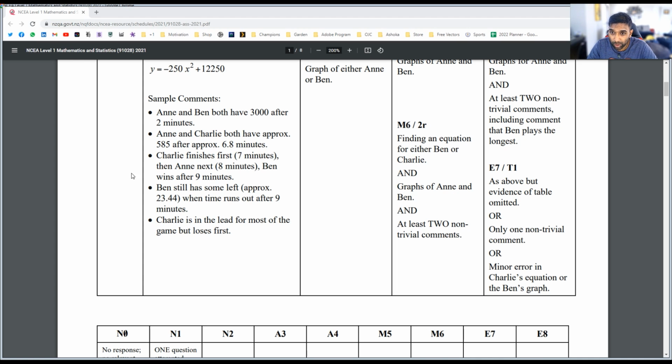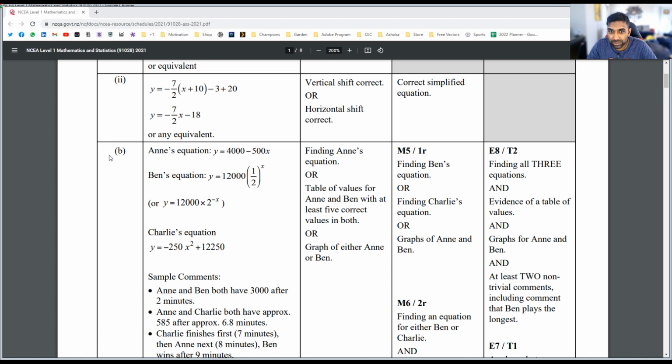Oh, I still need to give some comments. All right, so that's part 4 of this question. So let's go have a look at it now. Where are we at?